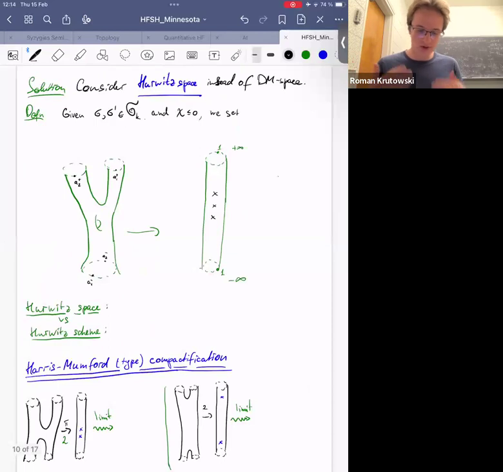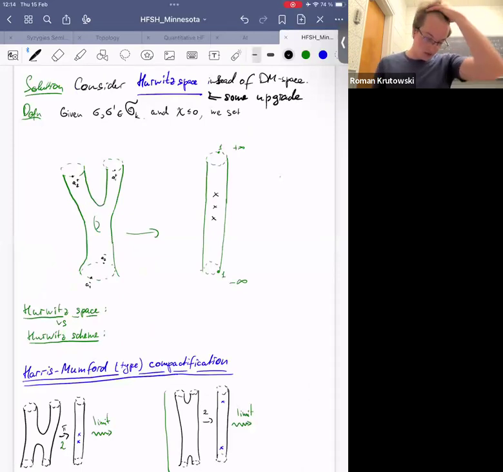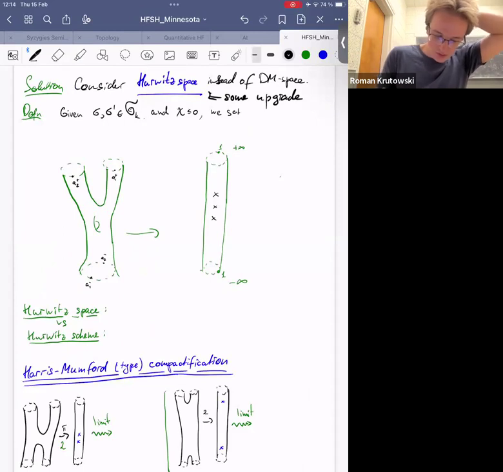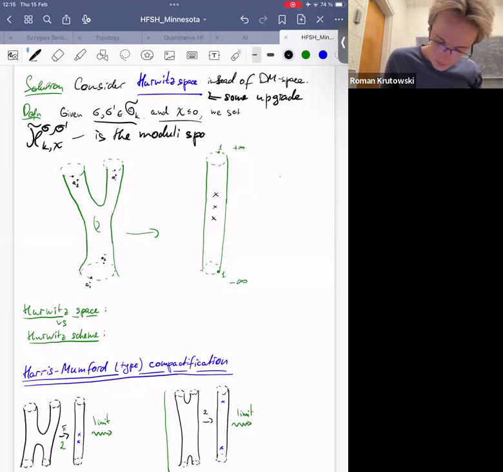And the solution that we propose is to use the Hurwitz space instead of the Deligne-Mumford space, and maybe some upgrade of this space. So let me just say what this space is. Given 2 permutations and an Euler characteristic, we set H sigma prime k and chi to be the moduli space of k covers like this.